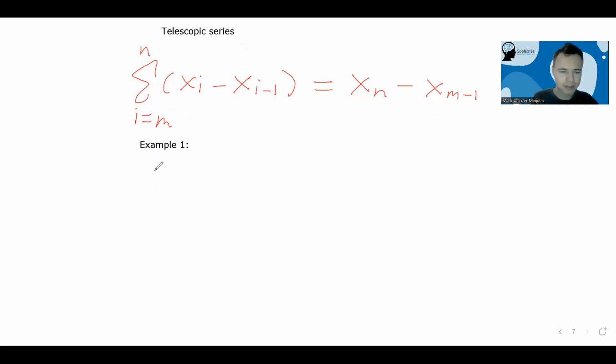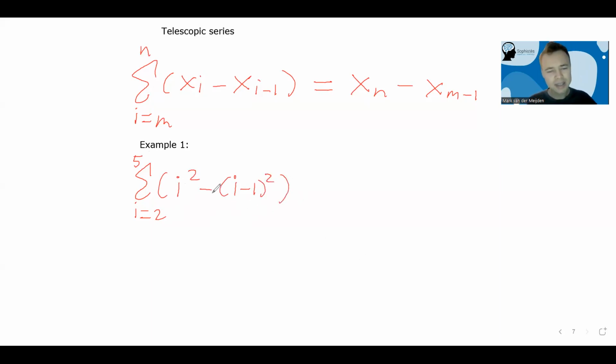So let's say we have this summation here. It starts at i is 2, and we go all the way up to 5, for example. And then the structure is like this. You have, I don't know, i to the power of 2, and then minus (i minus 1) squared.